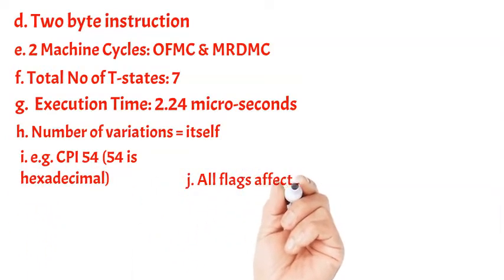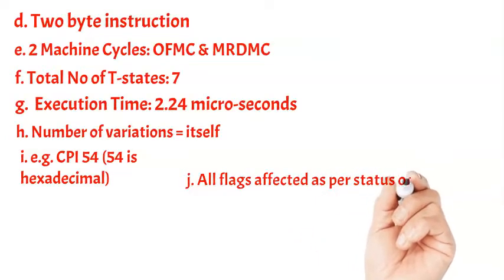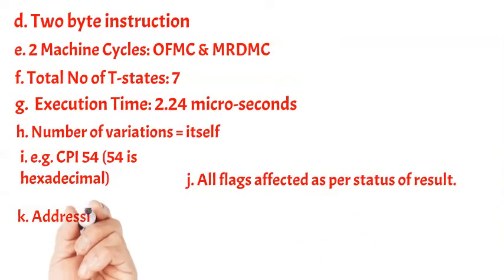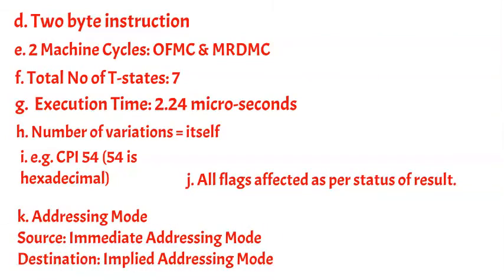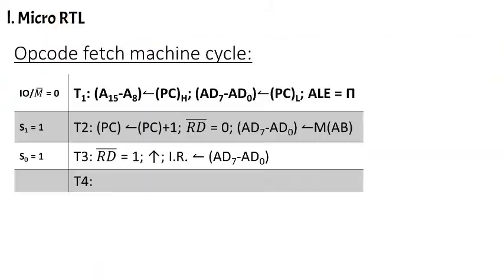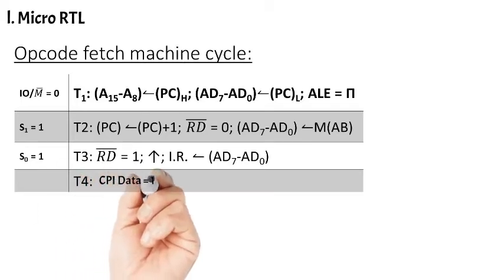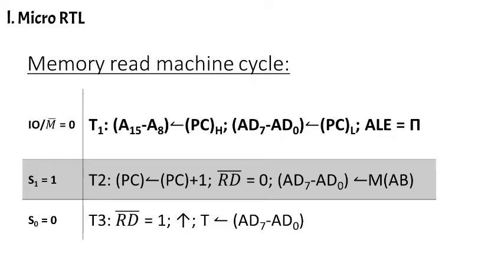In all the 3 compare instructions that we have studied, the flags are affected. Source here is immediate, and the destination is implied. The micro RTL of this instruction again has the opcode fetch machine cycle and the memory read machine cycle. As usual, there is no change in the opcode fetch. In case of immediate addressing mode, in the memory read machine cycle, we have the program counter loading the address bus.